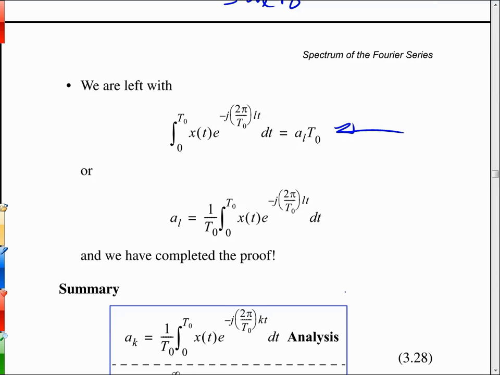And then we're left with, if we just take this piece right here, the T naught, and move it onto this side as 1 over T naught, take that out, and then flip-flop the equation, so the a sub L is on the left and the integral is on the right, then we've got the analysis formula proven, except it's in terms of L rather than k, but it's the same idea. It's an equation that tells us how to get the Fourier coefficients in terms of this integral.